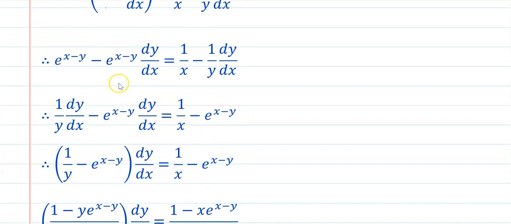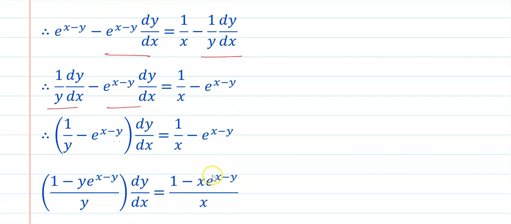Now collect the terms of dy by dx on one side. Minus 1 upon y into dy by dx, आपण हे right hand side ला, left hand side ला आणणार. हे term as it is आहे. या दोघातनं dy by dx कॉमन काढलेला आहे. Therefore you will get 1 upon y minus e raised to x minus y, and that's equal to 1 upon x minus e raised to x minus y.